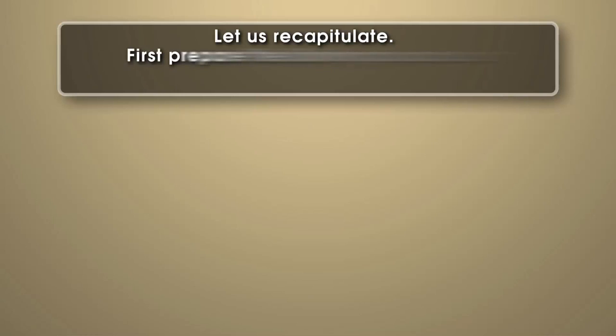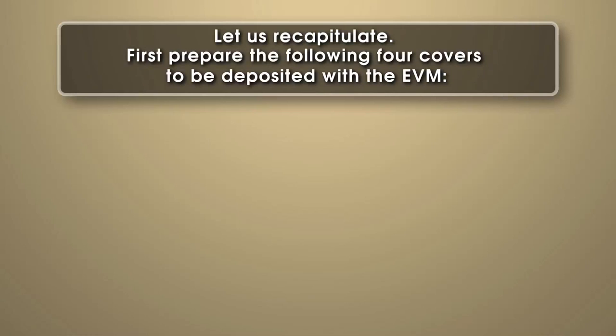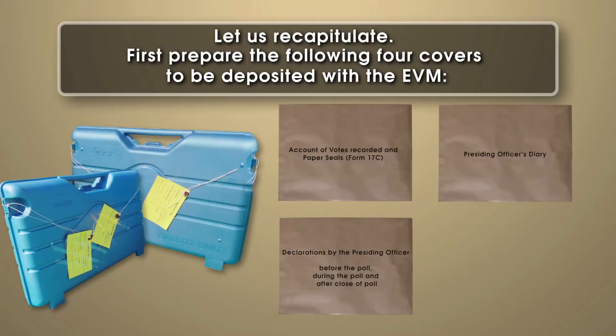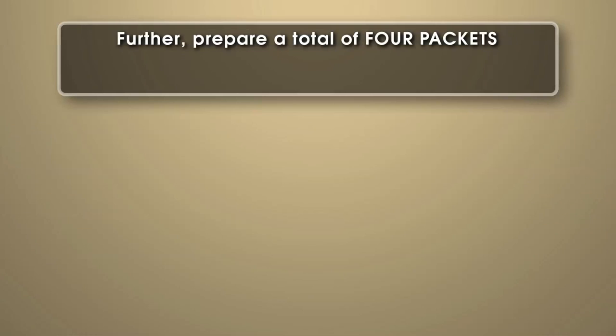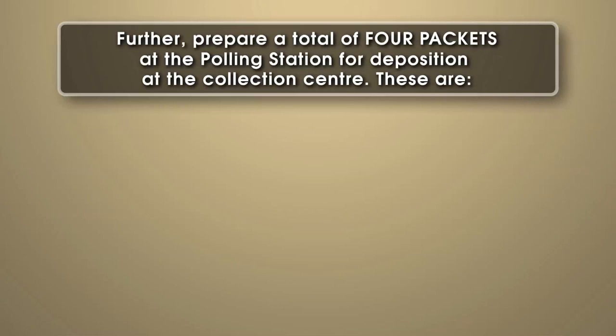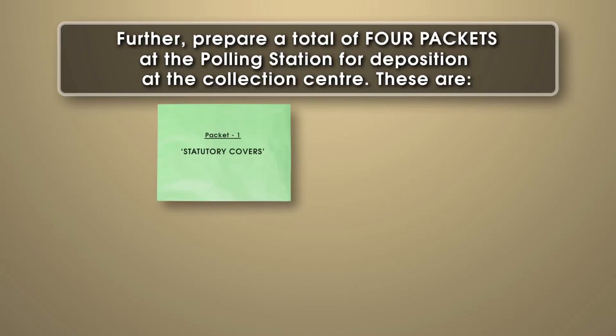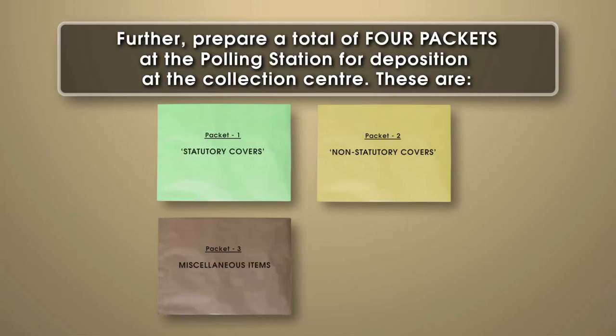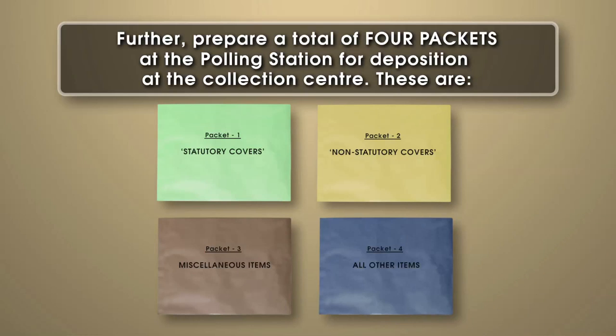Let us recapitulate. First, prepare the following 4 covers to be deposited with the EVM. 17C. PRO Diary. Declarations. Visit sheet plus 16-point report. Further, prepare a total of 4 packets at the polling station for deposition at the collection center. These are the packet superscribed statutory covers, the packet superscribed non-statutory covers, the packet containing handbook and other miscellaneous items, the packet containing all other items.